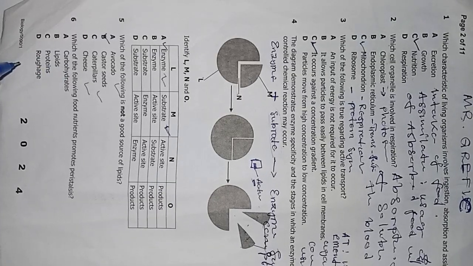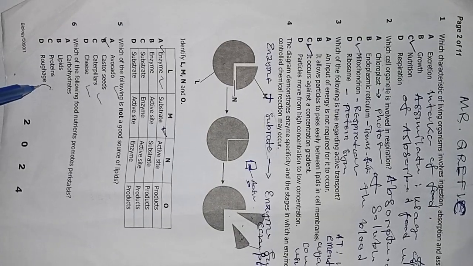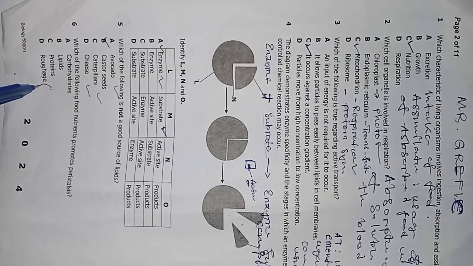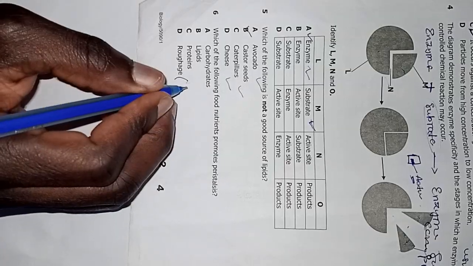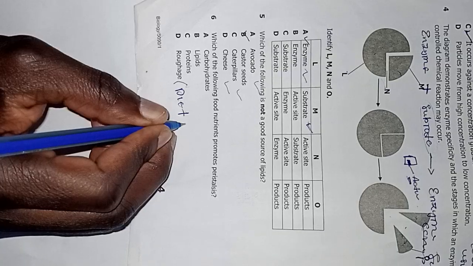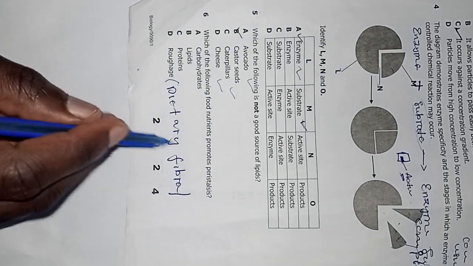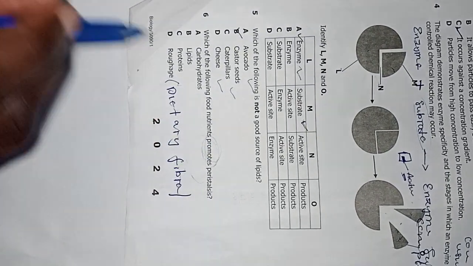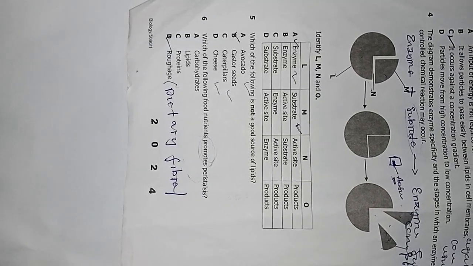Now, I want to introduce another term, roughage, to you. It is what we call dietary fiber. So roughage is also called dietary fiber. So let's write that one. Dietary fiber. So anything that is rich in fibers is what will be able to promote peristalsis. Hence, the best answer was roughage. Okay, we go to the other question.